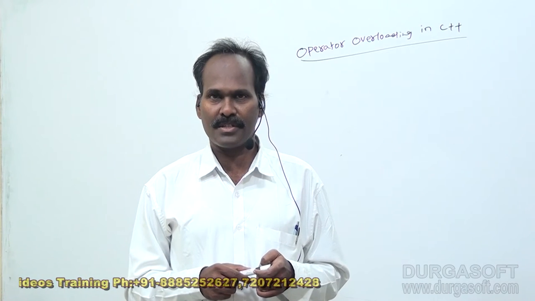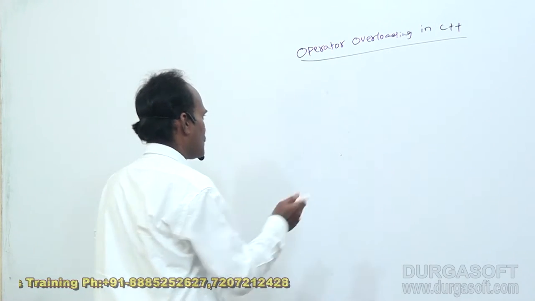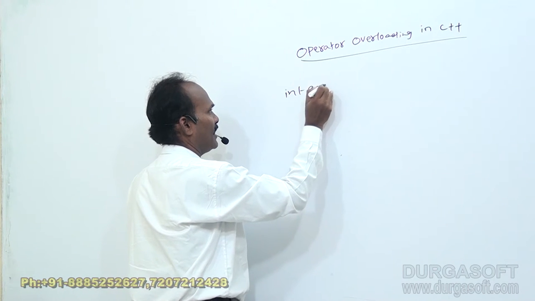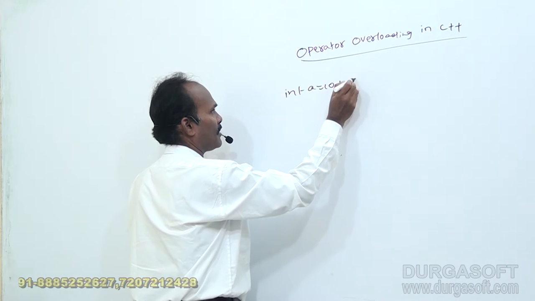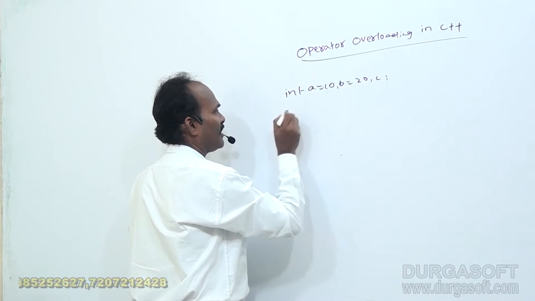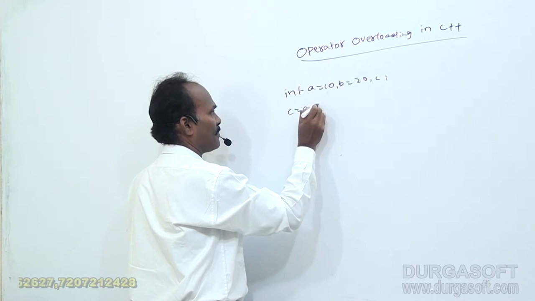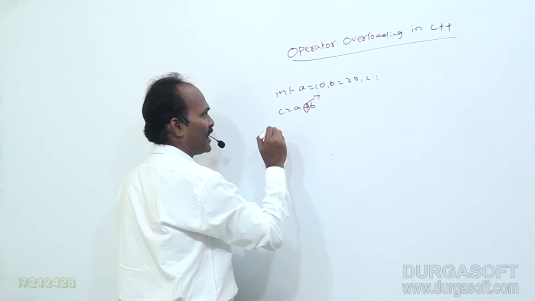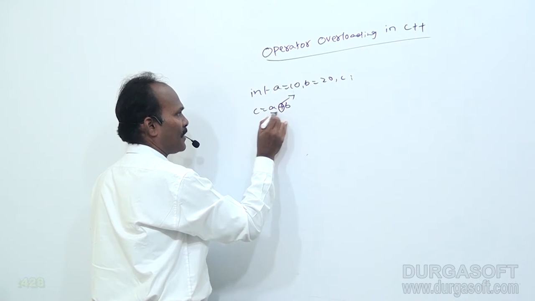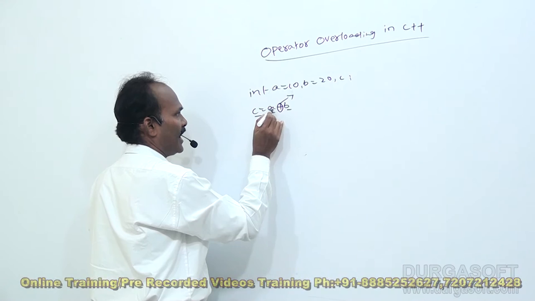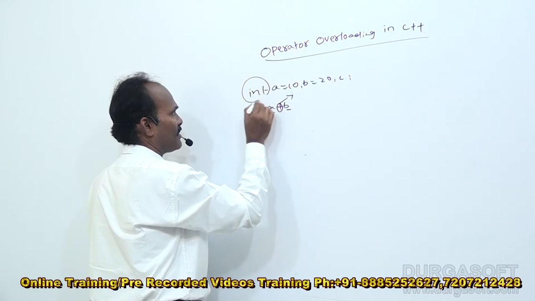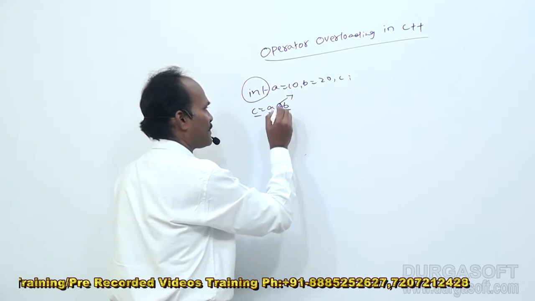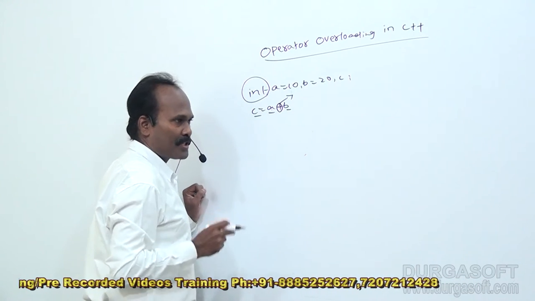Operator overloading concept. Normally, when I say integer a equal to 10, b equal to 20, and c, I can say c equal to a plus b. Here, what is the plus operator? This is a mathematical operator. You are using this operator for predefined types. What are the predefined types here? a, b, c. These three come under the integer category.